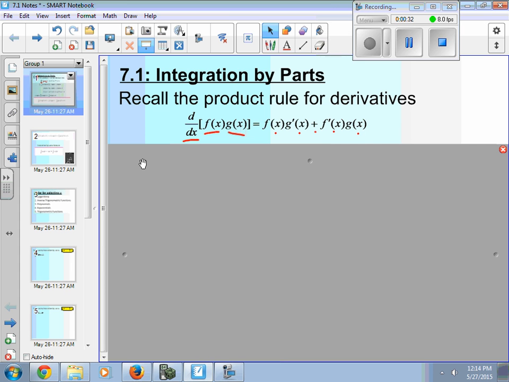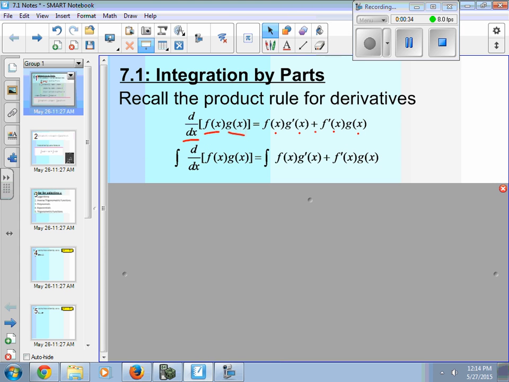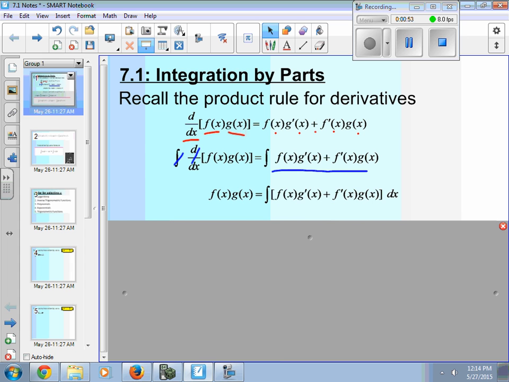Well, what we're going to look at today is, what if we were to integrate both sides? From what we've talked about, we know integration and derivative are kind of opposites. So on this side, we'd be left with basically f of x times g of x. On the other side, we would have this integral over here. Like we said, we'd be left with f times g, those two functions being multiplied together. On the other side, again, we have this big integral with respect to x.